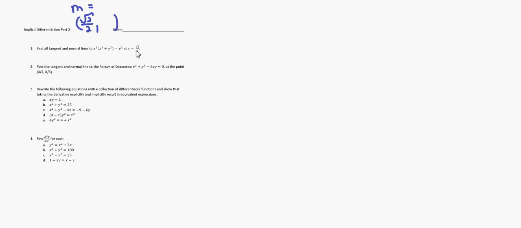So when x is root 2 over 2, if we want to find the y values, we use the original curve. Okay? The slope is going to come from the derivative, and we'll get to that, but you might as well just find that y value first, because we know the x value. We can plug that in, then we can find the y value. So let's go ahead and plug in this x value into this equation.